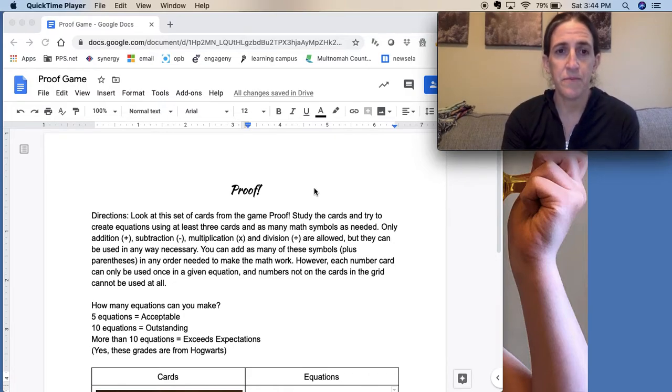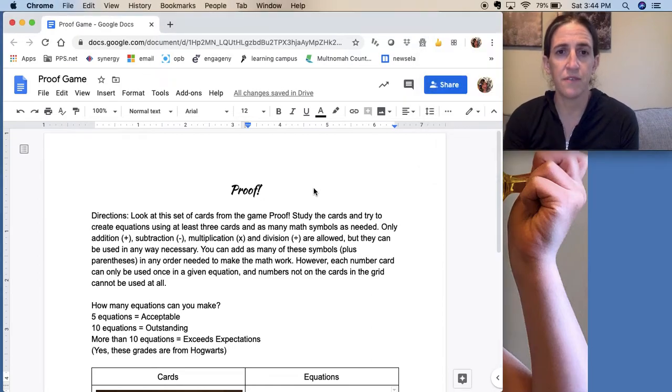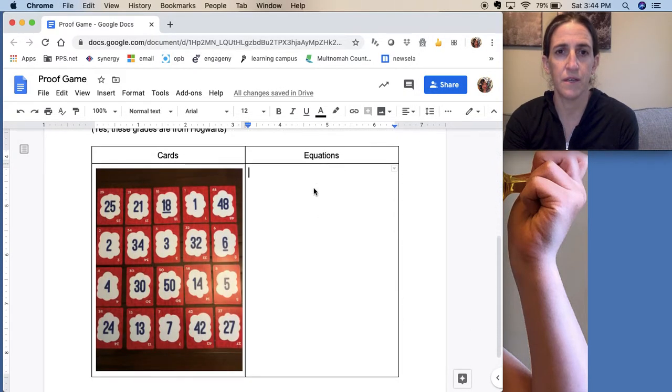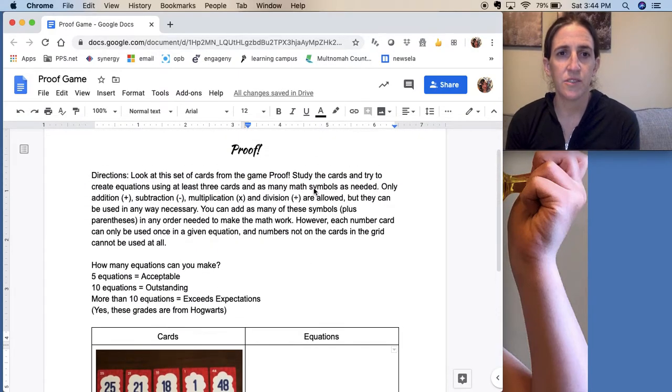So in this assignment, you want to look at the set of cards from the game Proof. They're down here below. Study the cards and try to create equations using at least 3 cards and as many math symbols as needed. Only addition, subtraction, multiplication, and division are allowed, but they can be used in any way necessary. You can add as many of these symbols, plus parentheses, in any order needed to make the math work. However, each number card can only be used once in a given equation, and numbers not on the cards in the grid cannot be used at all. So let's see how many equations you can make.